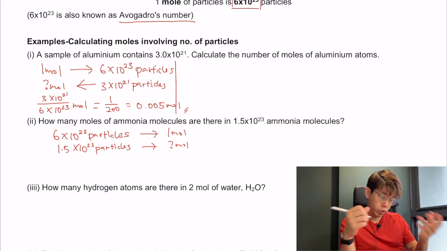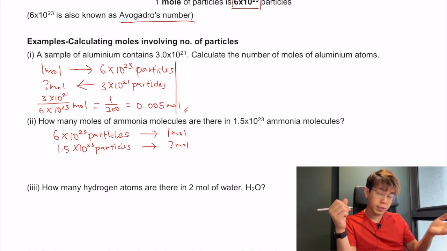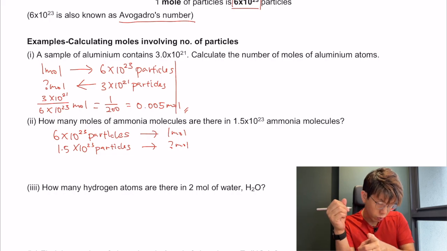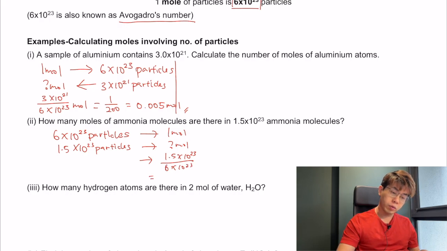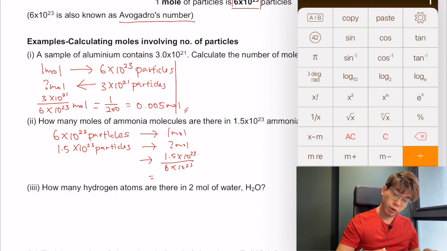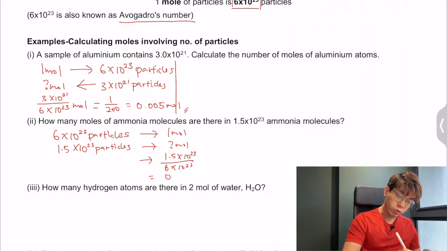So we can do our ratio. If you know that 6 times 10 to the power of 23 particles is 1 mole, therefore I can tell that 1.5 times 10 to the power of 23 divided by 6 times 10 to the power of 23. What would that be? 1.5 divided by 6 is equivalent to 0.25 mole.